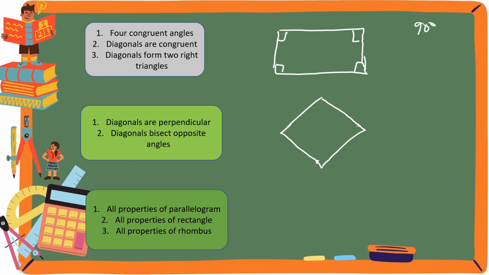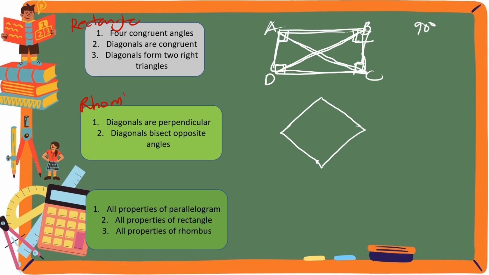Then, diagonals are congruent. Hindi yan sa lahat ng parallelogram. Sa kay rectangle lang yan, na halimbawa, this is A, B, C, D. Yung AC ay congruent kay BD. And then, yung diagonals nagko-form ng 2 right triangles. Yan, dalawang right triangles. Or kung ito yung diagonal, dalawang right triangles. Then, for our rhombus, again, this is for your rectangle. Ito yung sa rhombus. Itong sa baba ay sa ating square.